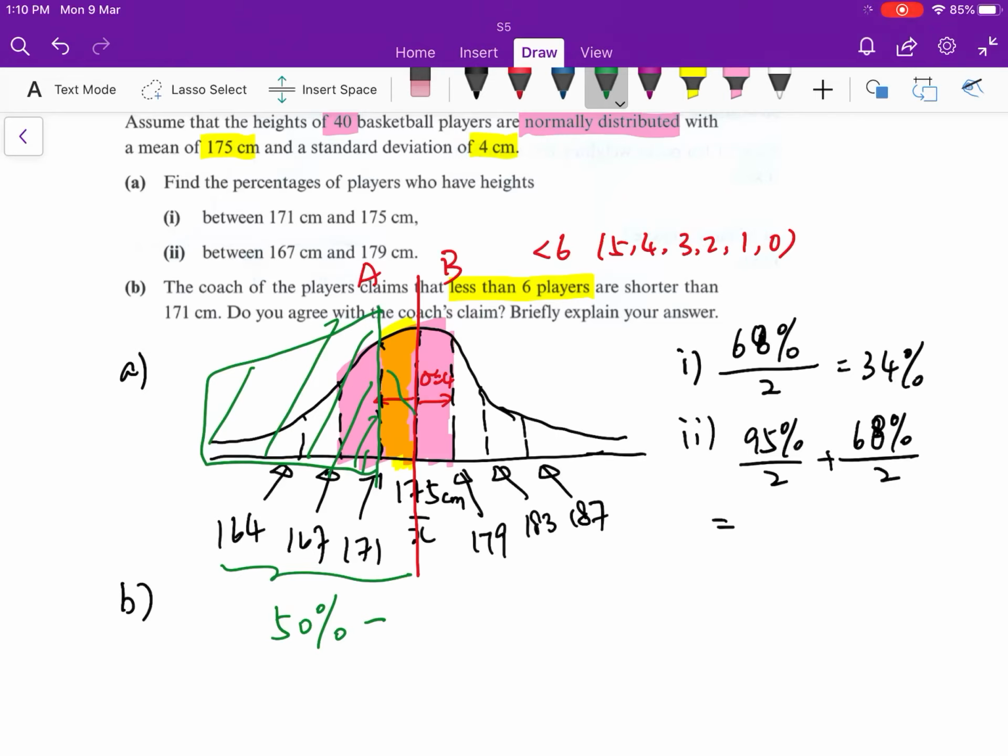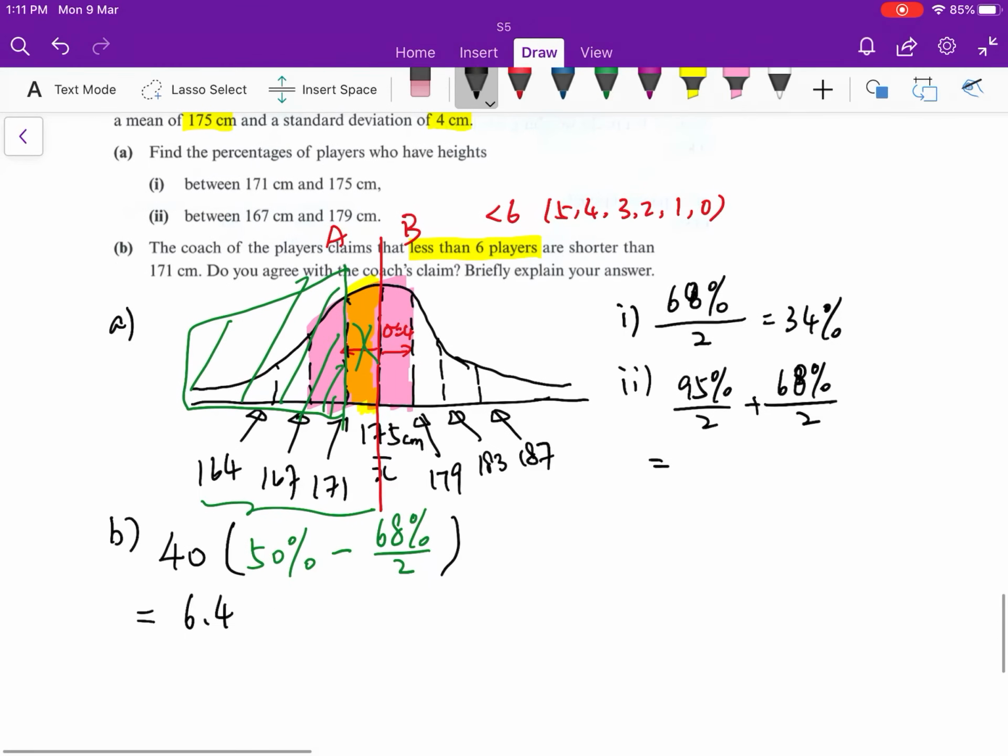So how can we find this one? Remember, half of them is 50, so 50%, but we don't need this part, right? This part we don't need it. So it's 1 standard deviation, 68 divided by 2, okay. So that means you only get just a few of them, okay, percentage. But don't forget, we are finding the number of people, so you need to use the total number of players, 40 times the percentage, okay. Then I will know how many players are here. So the answer is 6.4.